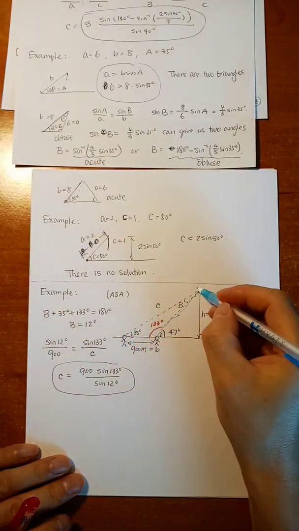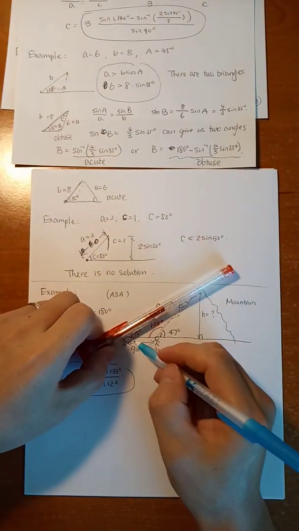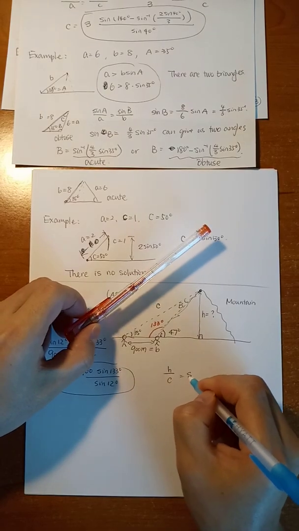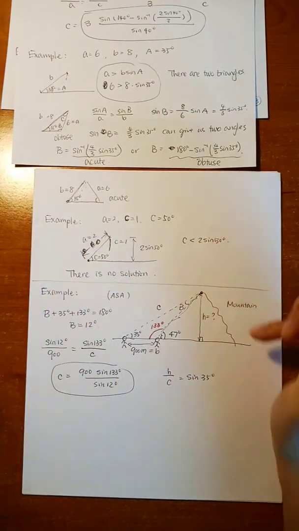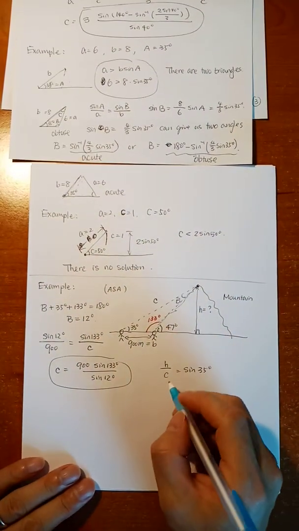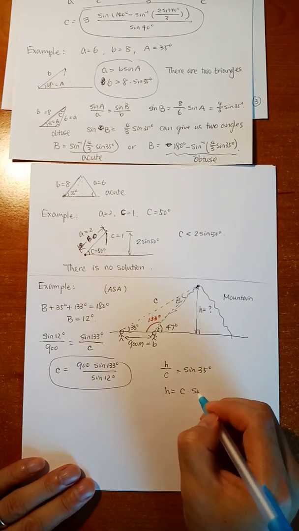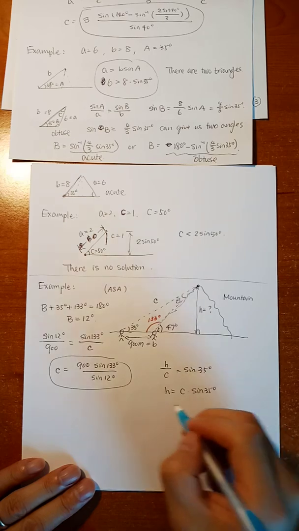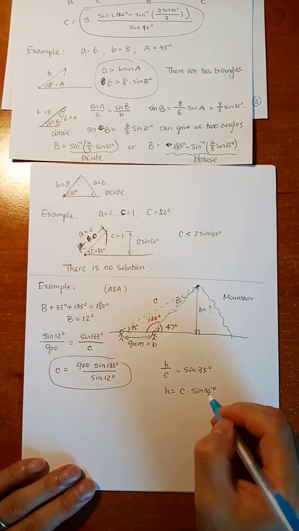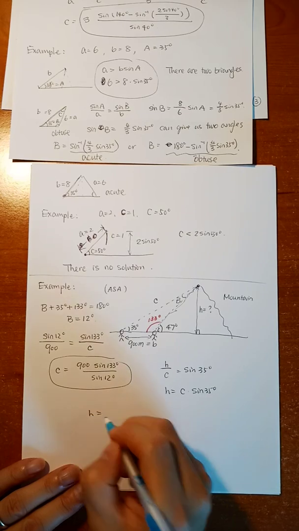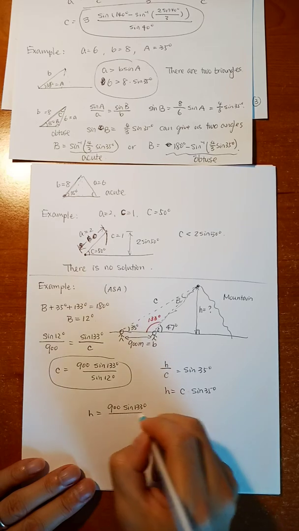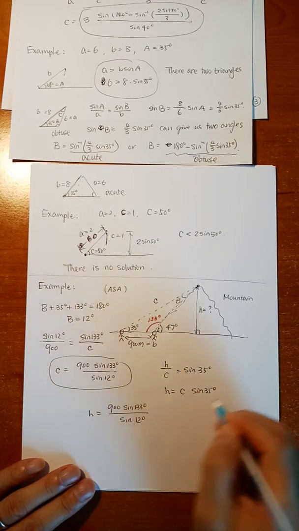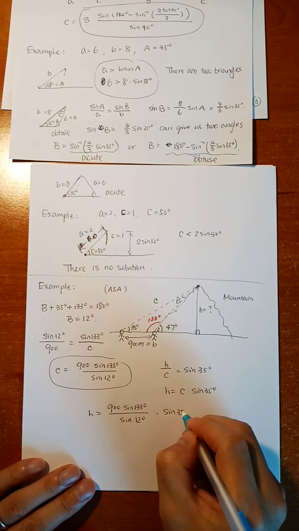Okay, once you get the C, you consider the bigger right triangle. You know the hypotenuse, you know the angle. So H over C is sine 35 degrees, opposite over hypotenuse. So H is C times sine 35 degrees. Then C is here. So it's 900 sine 133 degrees over sine 12 degrees, times sine 35 degrees.